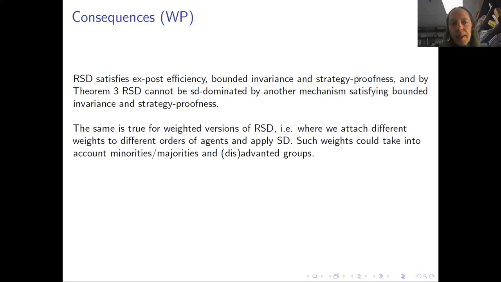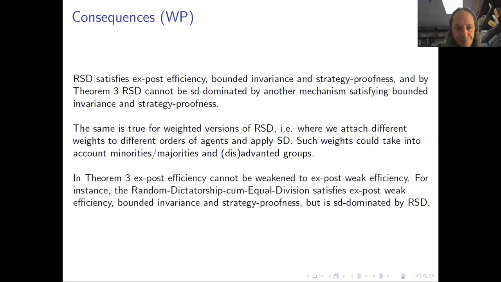A positive result, but the same is also true for weighted versions of RSD. We attach different weights to the different orders and apply serial dictatorship. Those weights could come from wanting to favor certain minority groups, disadvantaged groups, and so on. Also, you cannot weaken ex post efficiency to ex post weak efficiency in Theorem 3. For instance, random dictatorship from equal division satisfies all properties, but is SD dominated by RSD.